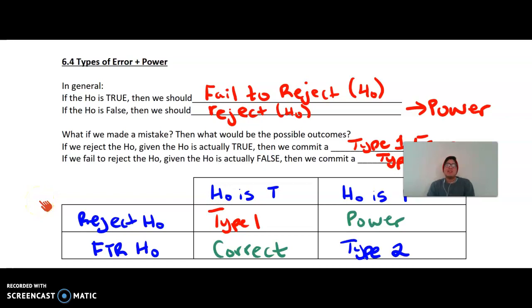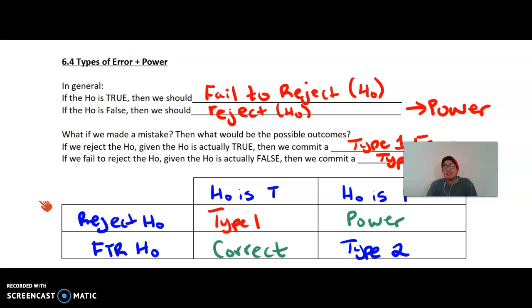Okay, so now that we've looked at one sample inference for quantitative data for means, let's go ahead and look at the chance here that we possibly make a mistake in our decisions based on our inference procedures. So, in general, if the null hypothesis is true, we should fail to reject the null.